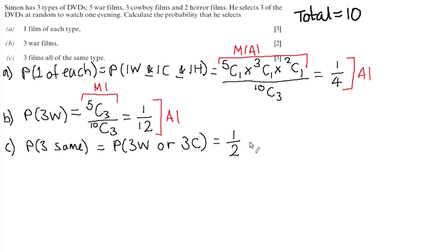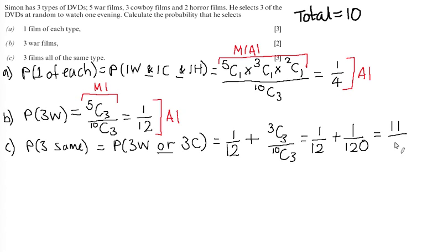This is equal to the probability. We're going to add these 2 probabilities because it's 3 war or 3 cowboy films. So the number of ways we can get 3 cowboy films is, there's 3 cowboy films and we're going to choose 3. And then again, how many ways we can pick 3 films from 10. So what we end up with here is 1/12. Let's correct this, that's a silly mistake to make. 1/12 plus, when I put this into my calculator, I get 1/120, and when I add these together, I get 11/120.